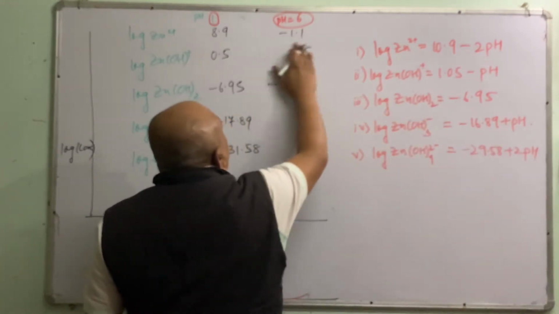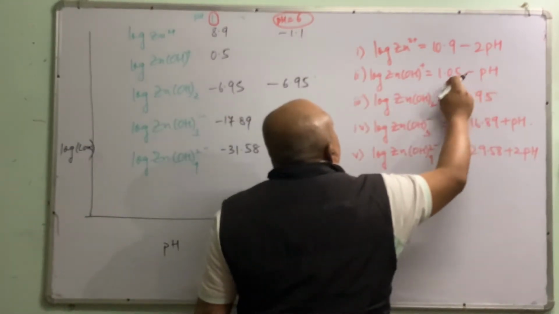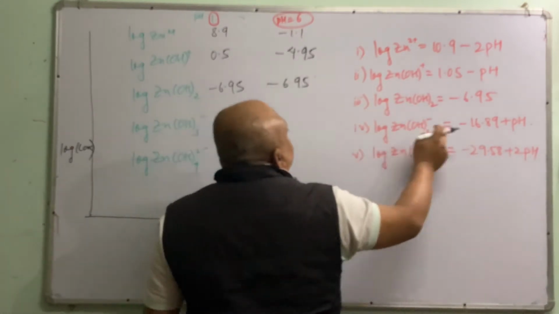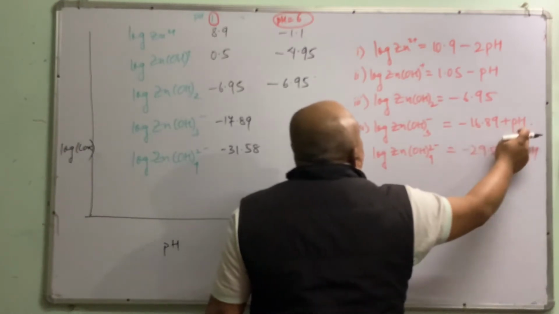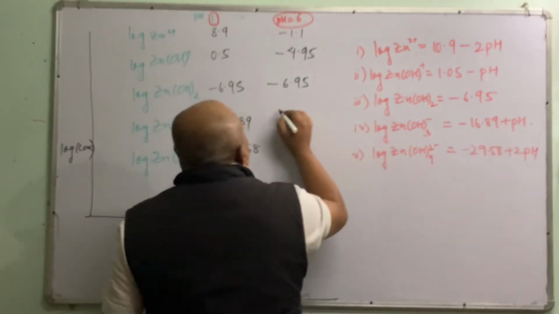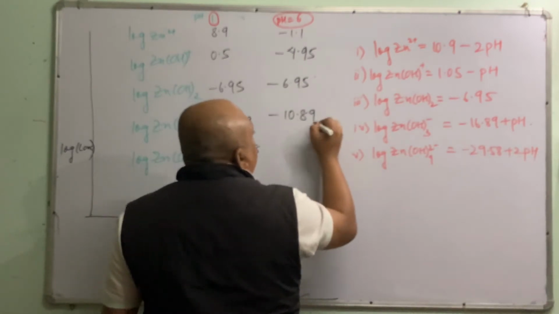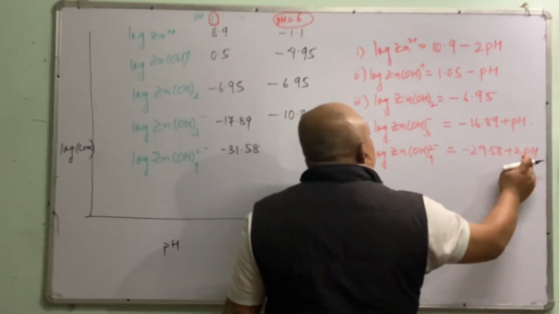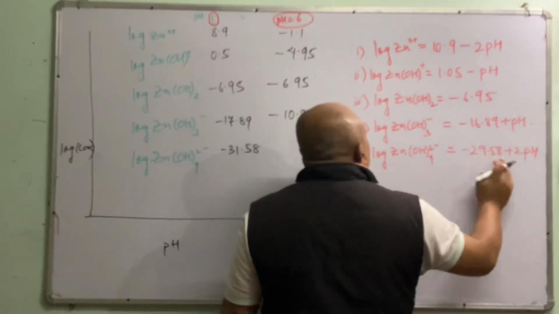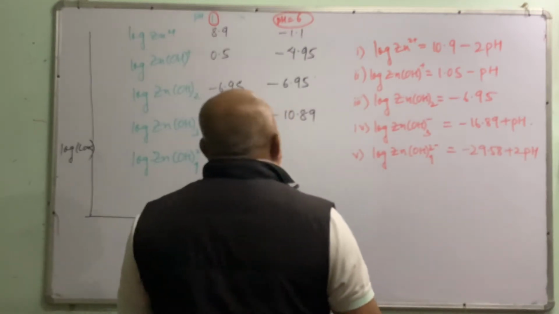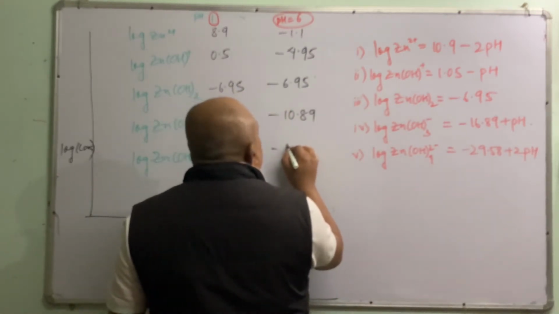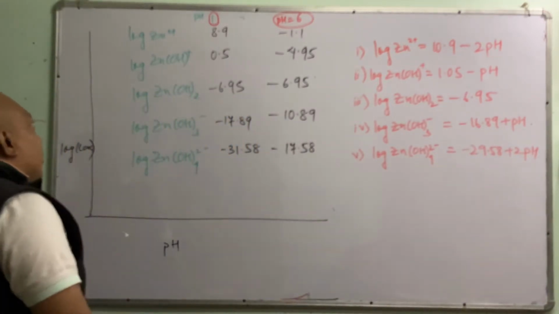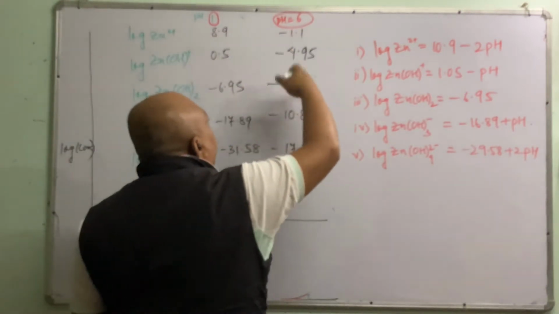No, no, this is not correct. This is 6, so this is minus 4.95. And about this one, if this is 6, that will be minus 10.89. If this is 6, 2 times 6 is 12, plus 12 and minus 29.58, so it'll be minus 17.58, correct? So this way you have to calculate for all the pH 1, 2, 3, 4, 5, 6.